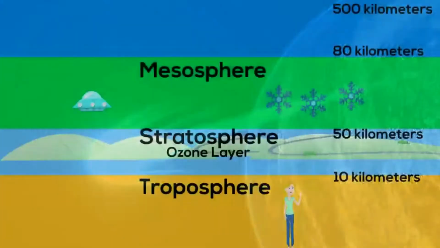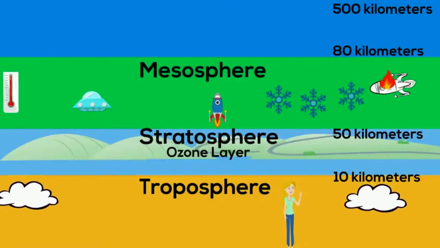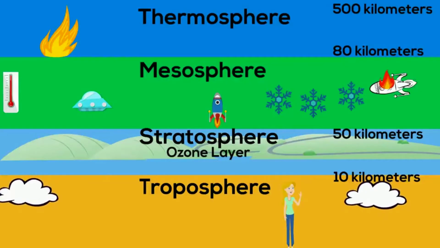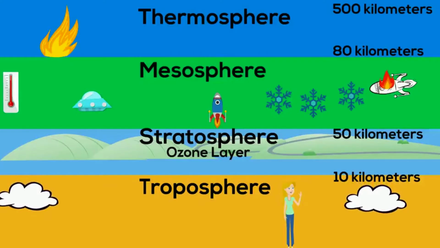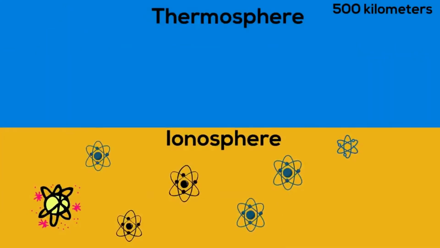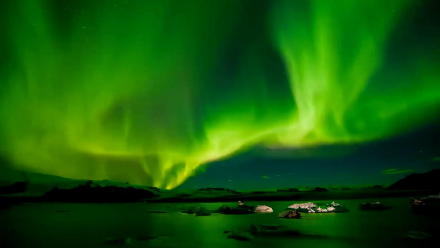And finally, you have the thermosphere. This is very hot. In fact, it's the hottest layer, and you can have temperatures between 500 and 1500 degrees Celsius at the very top. Two additional layers of our atmosphere are the ionosphere, which is full of electrically charged atoms and is the home of the northern and southern lights, and it also reflects back radio waves.